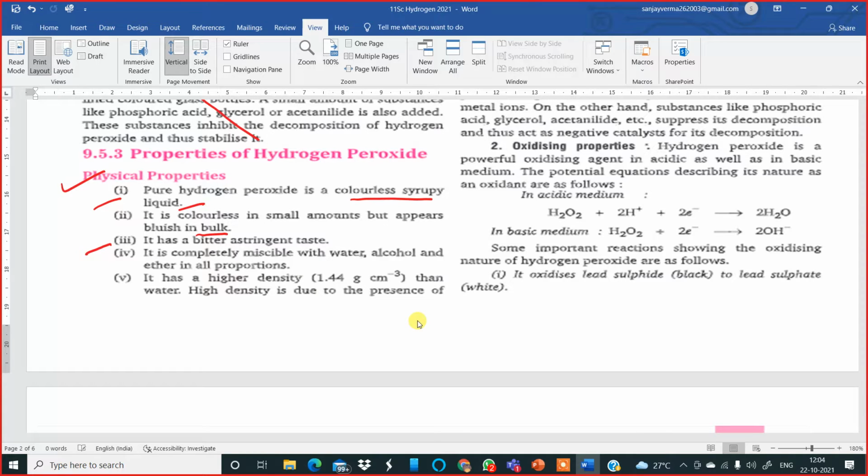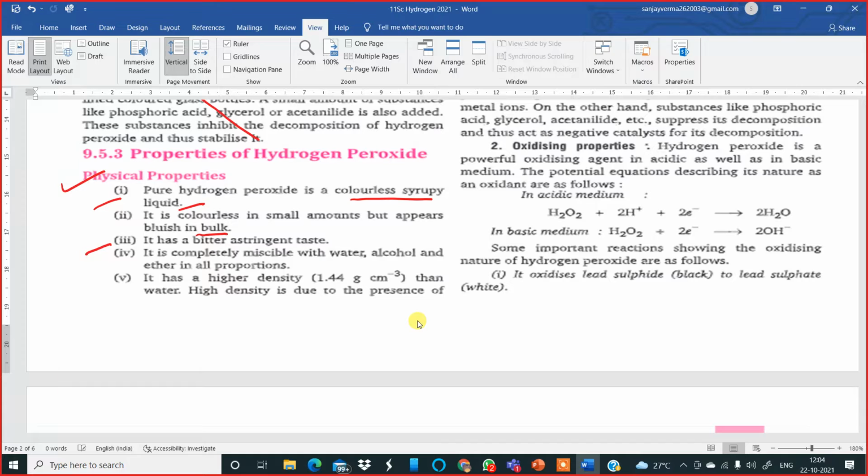Okay, so if you apply some lotion to the skin, suppose you hurt yourself while playing on the ground and you apply some Dettol on the wound, there is a sharp feeling which comes to your body. The pain is there, bitter. So that is bitter astringent taste.